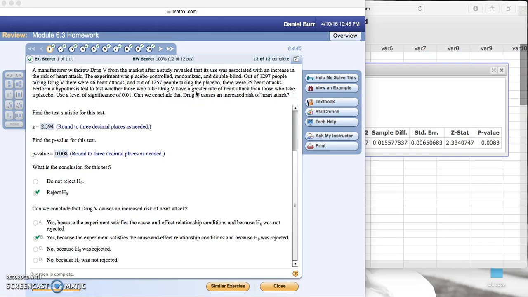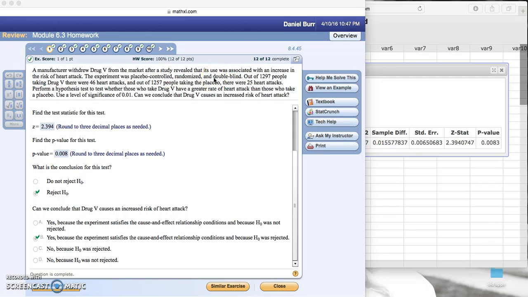We should make sure all our conditions are met, even though the question doesn't ask us that. Our samples are large enough. We can see that. There has to be at least 10 successes and 10 failures, and we can see that that's met just by looking at the numbers there. And then we also want to make sure that our samples are random, independent samples, and then independent within samples. All this language right here, the placebo-controlled, randomized, and double-blind, that tells us that those conditions are met pretty well.